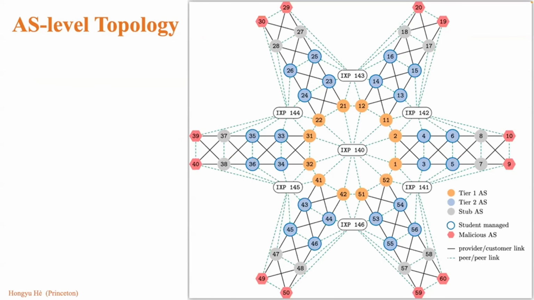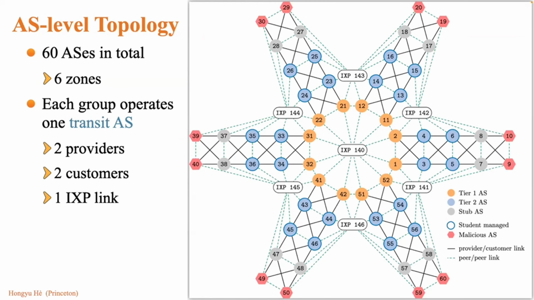So this is the AS topology we've built for you. We've deployed 60 ASs, so 60 autonomous systems in total, in 6 areas or 6 zones. And each of you, or each of your groups, is operating a transit AS. By transit, I mean you have two providers from which you are getting service, and you have two customers that you need to provide traffic for. And also we provide one IXP between every single zone, which means that you don't really need to rely on your provider to reach certain destinations.